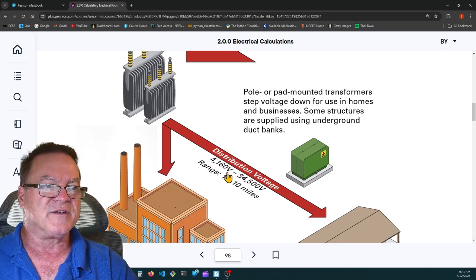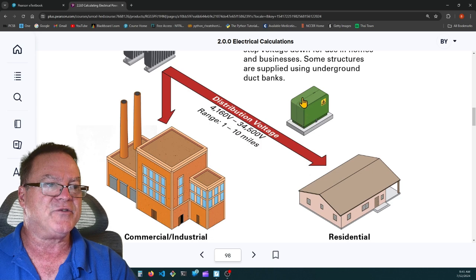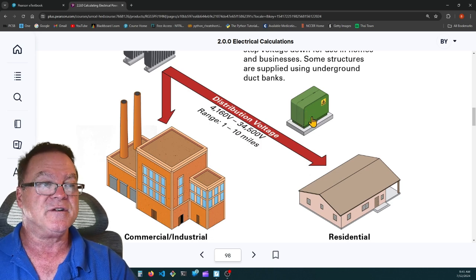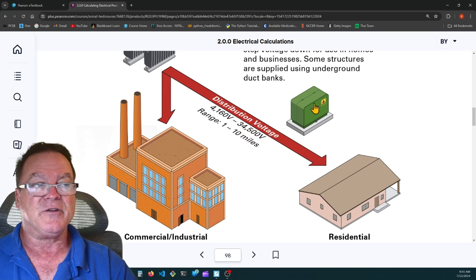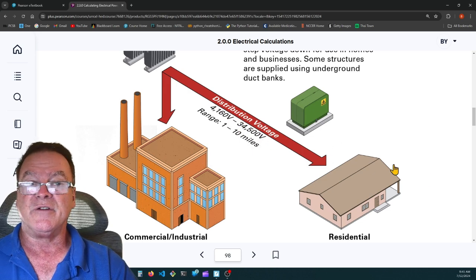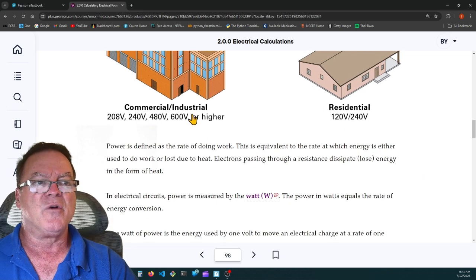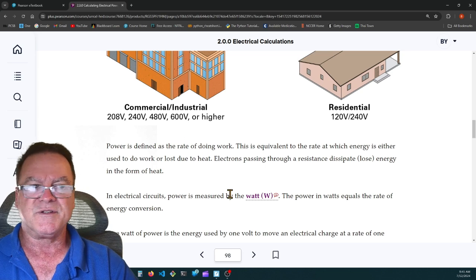It can be anywhere between 4,160 volts and 34,500 volts. And then in your neighborhood you have a pad transformer or the transformers on the pole that will change it from that 7,800 down to 240 volts for your house. So you have 120, 240. Commercial and industrial, they might use 208, 240, 480, 600 volts or higher. Sometimes they use 2300 or 4160.